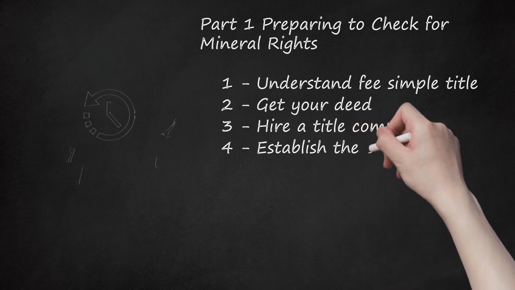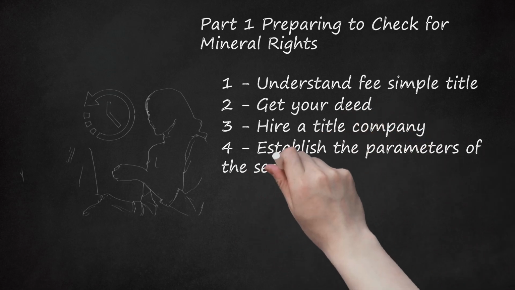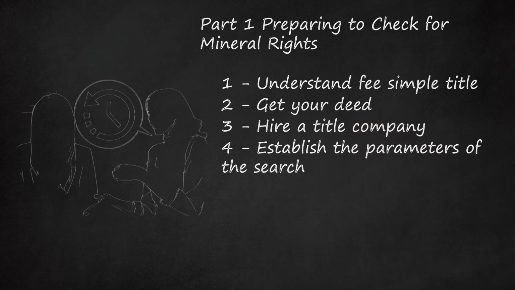4. Establish the parameters of the search. Title searchers will agree to search only so far back in time. For example, some title companies might only trace the chain of title for 40 years. You should clarify the parameters of the search because mineral rights might have been sold off 100 years ago or earlier. Check if the title company is willing to negotiate how far in the past they will search.